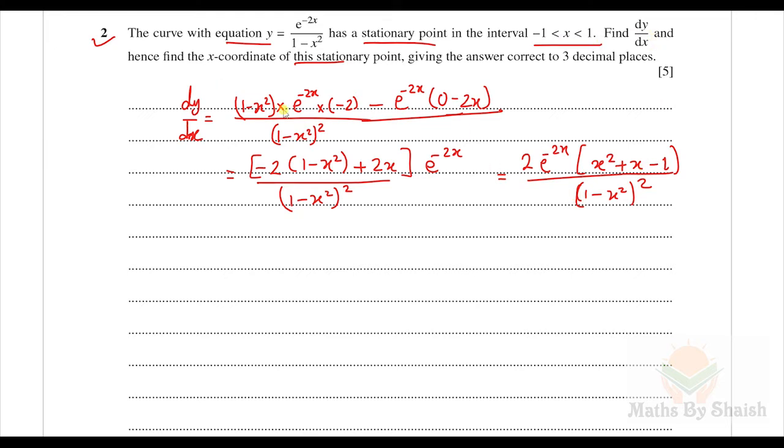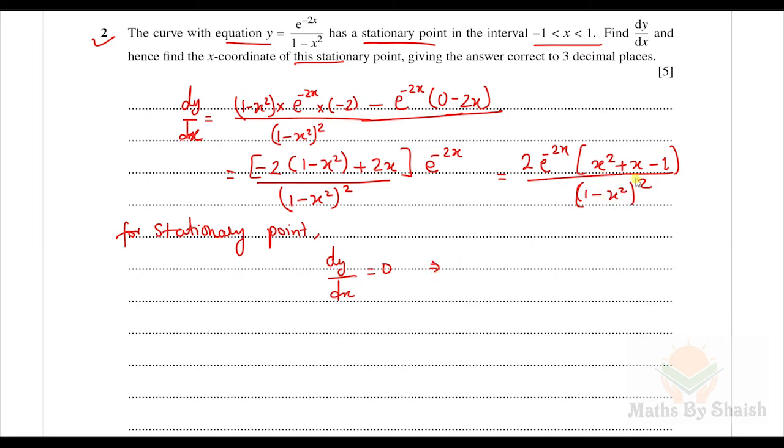Now we'll find the stationary point. For a stationary point, dy over dx is equal to 0. That is, this is equal to 0. So we know that the denominator cannot be 0.